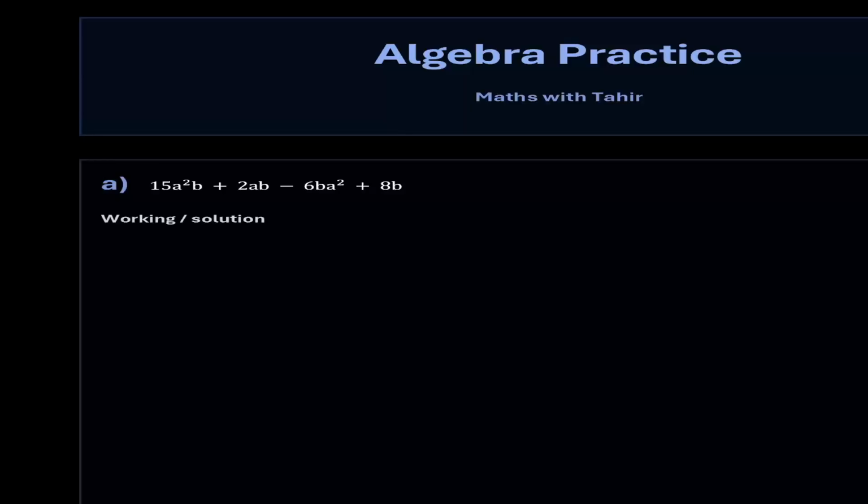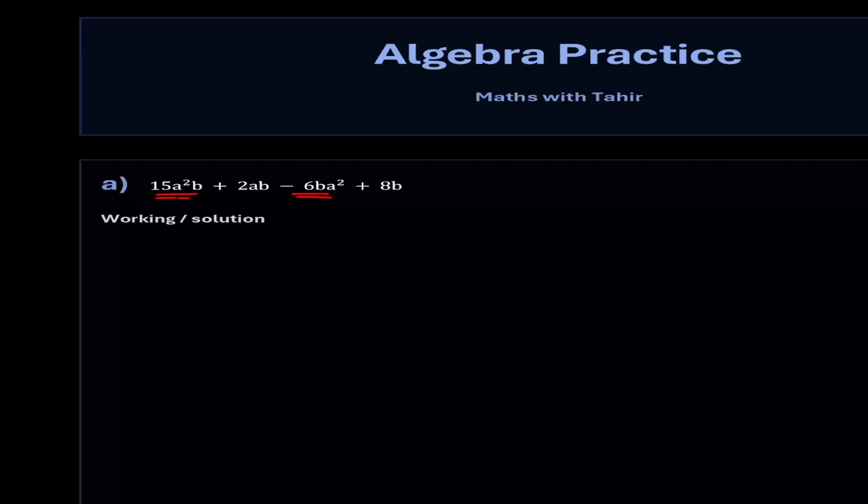Okay, so what we need to do is identify any like terms. And these two are like terms because they're both a squared b. The order is different. So in the first one, it's a squared b. The second one, it's minus 6ba squared. But they're still considered like terms. So the order doesn't matter as long as the letters are exactly the same, and the fact that the squared is on the a.